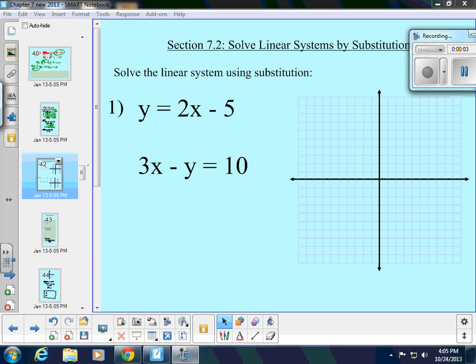Today's lesson is a continuation of section 7.2, solving linear systems by substitution. In this second part of this section, I'm just going to go through a few special case problems or some interesting things we should be aware of when we're solving systems using substitution. I'm going to start off with this example here that I've got for number 1.